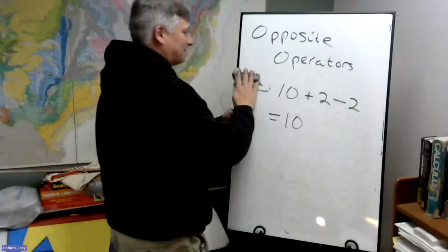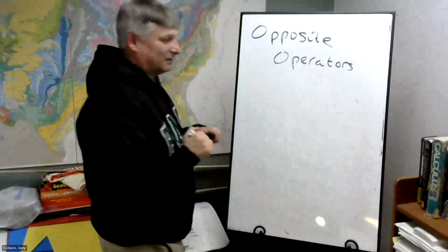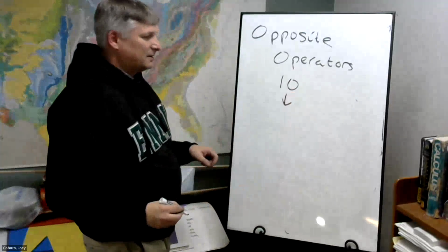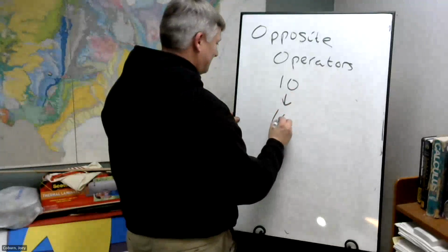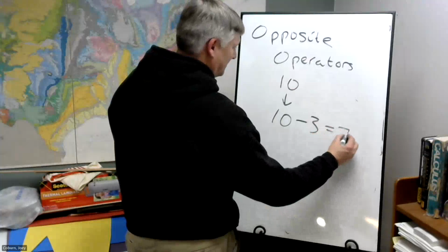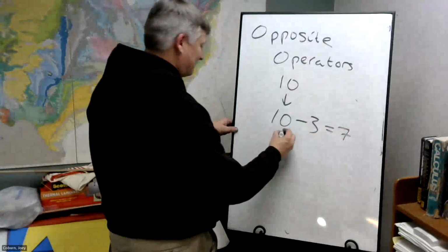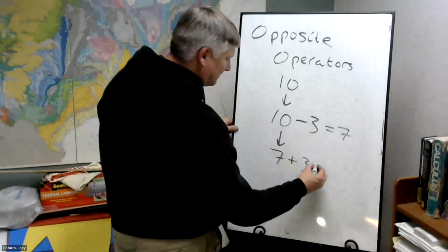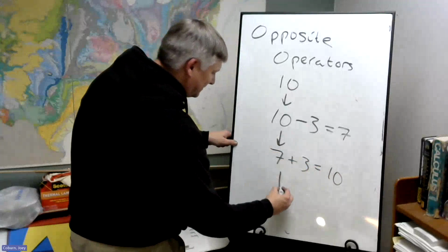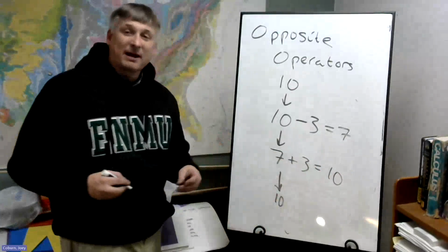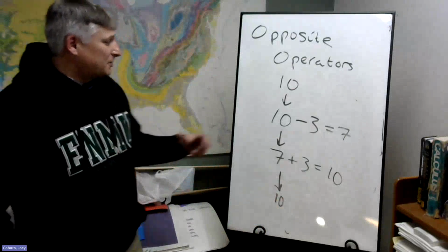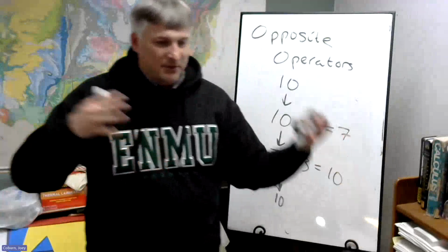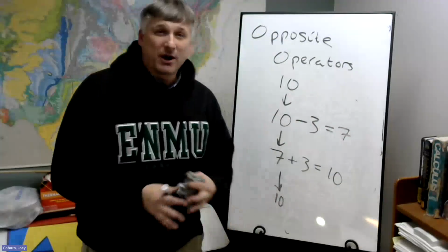Likewise, if we do the following. Let's start out with 10. Now subtract 3. That gives us 7. Now take this 7 and add 3. That will give us 10. Right back to where we started. So subtraction has an opposite. It's addition. So subtraction is the opposite of addition, but addition is the opposite of subtraction.